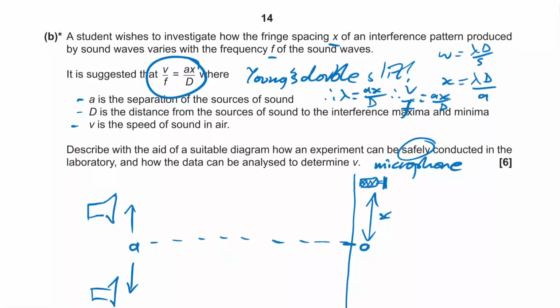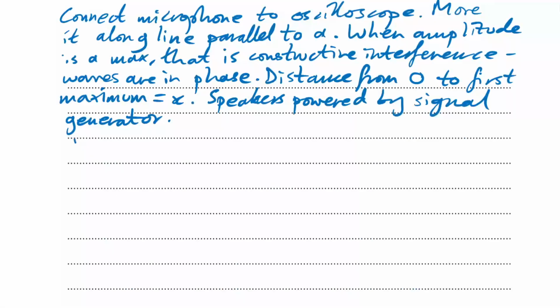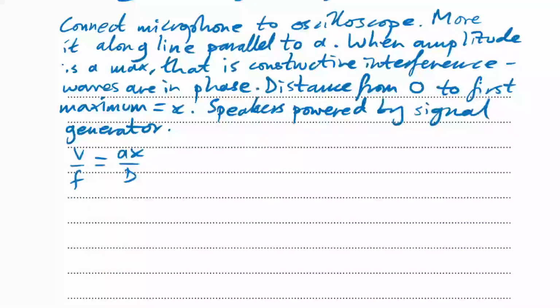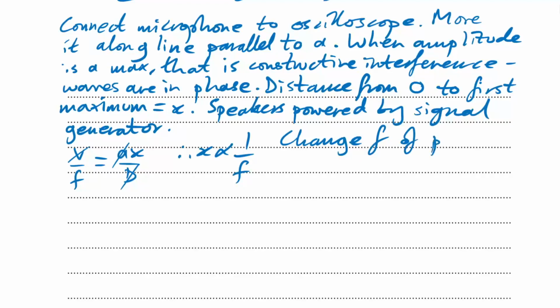So we want to see how X changes with F. So we saw that V over F is equal to AX over D. What's staying the same? V is staying the same, A is staying the same, and hopefully D is staying the same as well. Therefore, X is inversely proportional to F. Change the frequency of the produced sound and measure X.